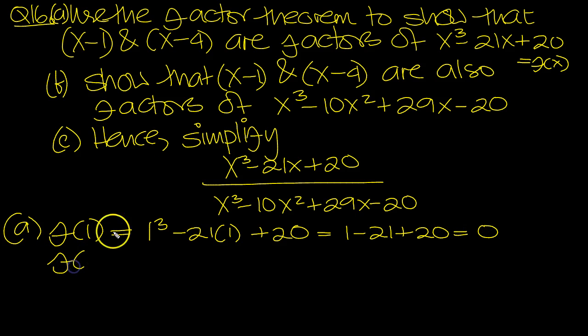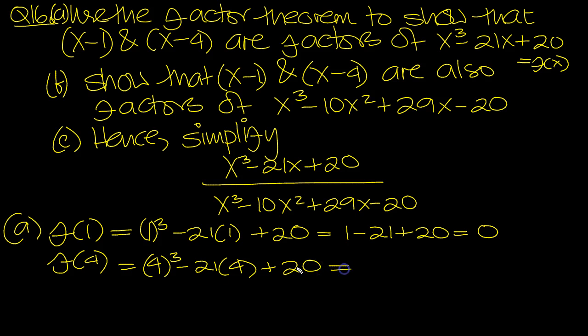And also f of 4 now. This time it's going to equal 4 cubed minus 21 times 4 plus 20, 64 minus 84 plus 20. 64 and 20 is 84, take 84 is 0. So we've shown that, part B.